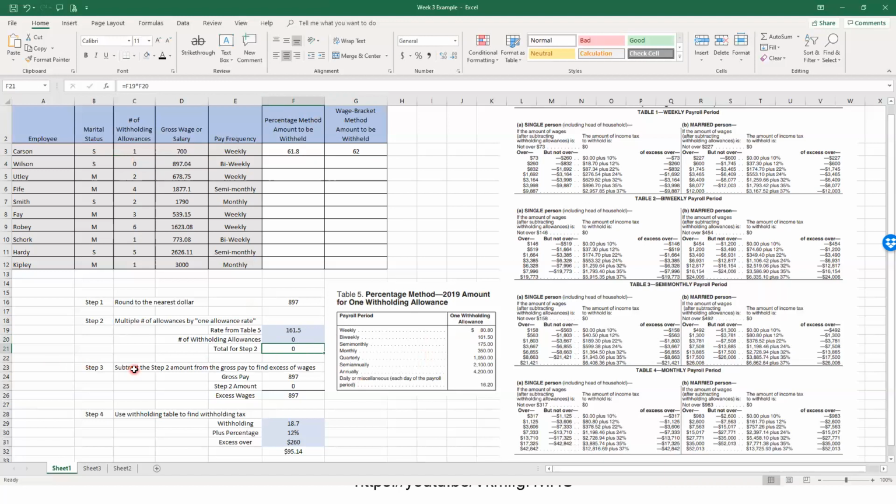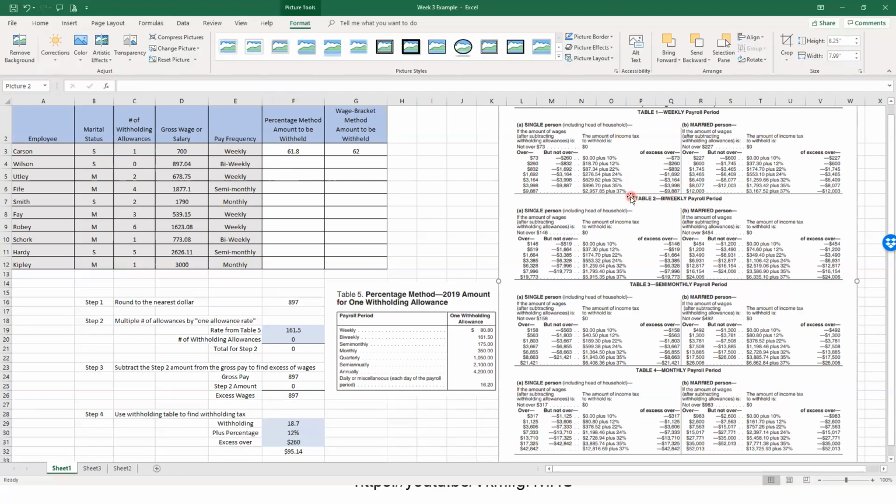Step 3 then is calculated for you because it's taking his gross wages from up here and the step 2 amount from up here to come up with our excess wages. The excess wages in this case are $897. So now we have to go over and use our table over here, and it's single biweekly. We're going to come down to our biweekly payroll period here. You can see in table 2, and we're going to use the single side of that. And his wage $897.